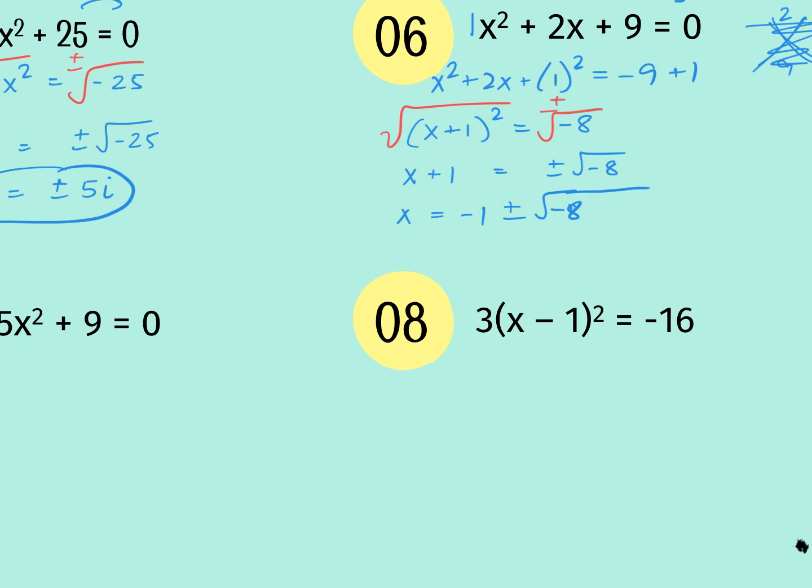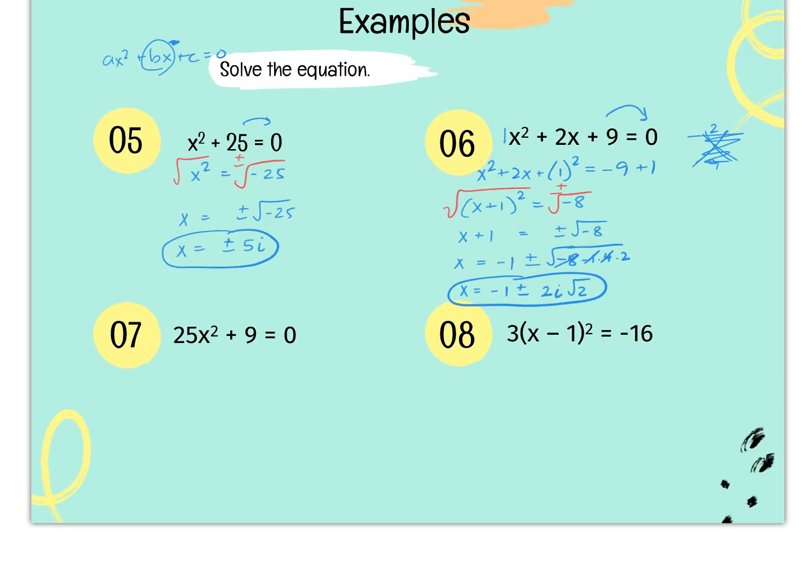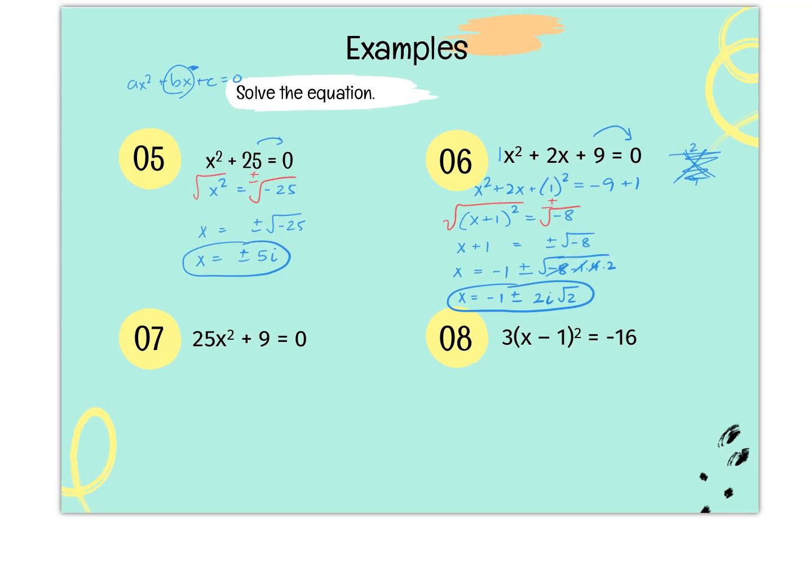I know that negative 8 is negative 1 times 4 times 2. And so it's going to be negative 1 plus or minus the square root of 4, which is 2, the square root of negative 1 is i, and radical 2. And there's your answer. Again, keep going here.